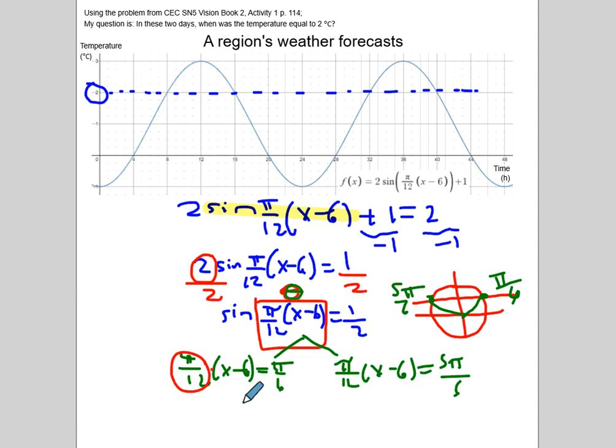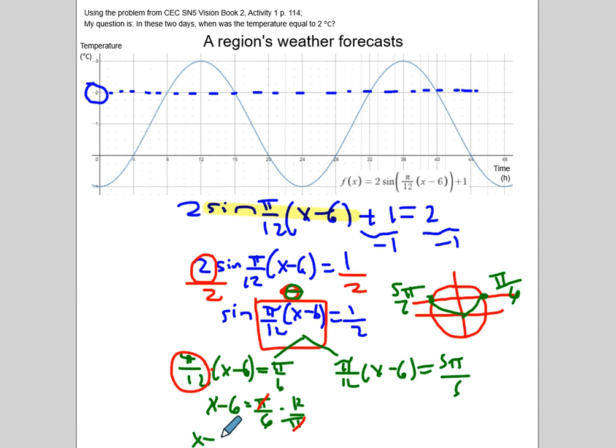Now, if you remember, when we divide a fraction, it's the same as multiplying by the reciprocal. So if you have pi over 6 and you want to divide by pi over 12, you can multiply by the reciprocal. So you can multiply by 12 over pi. And here, because you have a pi on the top and on the bottom, you can simplify. And after that, you're left with 12 over 6, which is 2.